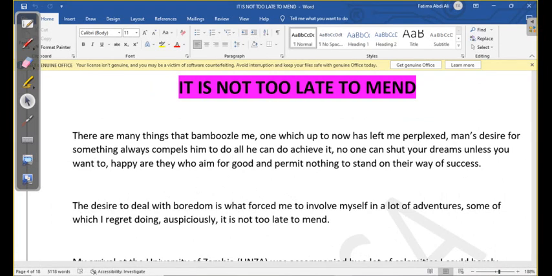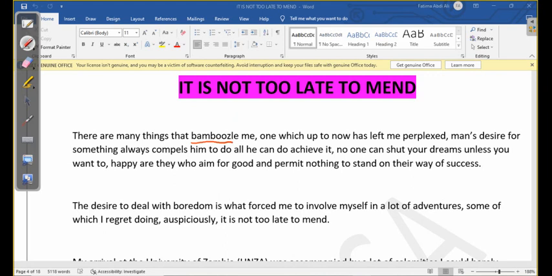Now, after you've written your title that is interesting, eye-catching, you are now going to go to the introduction. So look at this. There are many things that bamboozle me. What kind of introduction are we using? You are starting with more like an encouragement. Even in this encouragement, we have got some big words, like bamboozle. There are many things that bamboozle me, one which up to now has left me perplexed.